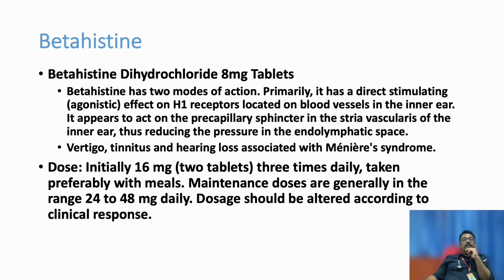In that, the most important drug is betahistine. Betahistine 8 mg tablets are available. You can give 16 mg 3 times, like 2 tablets 3 times daily, and the patient can take it with meals. Maintenance doses are generally in the range of 24 to 48 mg daily. So you give 16 mg 3 times for 1 or 2 days. Once the patient improves, reduce the dose.